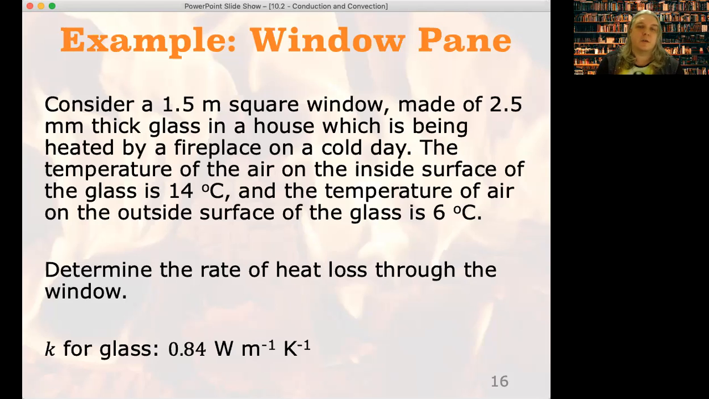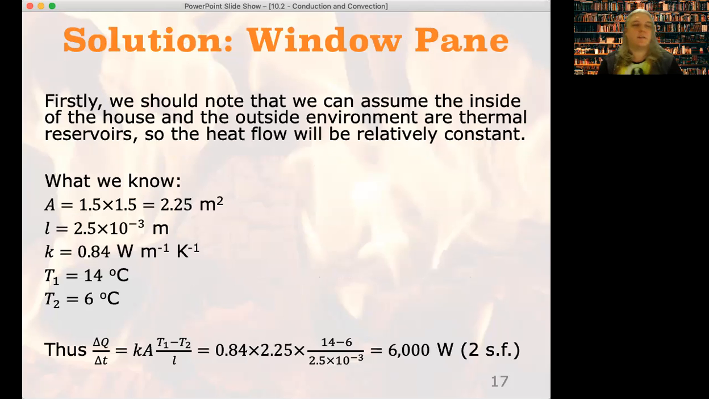The thickness or length that the energy has to go is 2.5 millimeters. And of course we want SI units, so convert that to 2.5 times 10 to the negative 3 meters. And we've been given the temperature difference, 14 down to 6. So we've got a temperature difference of 8 degrees C or 8 Kelvin. And then we just plug all of that into our equation, and there's our result.